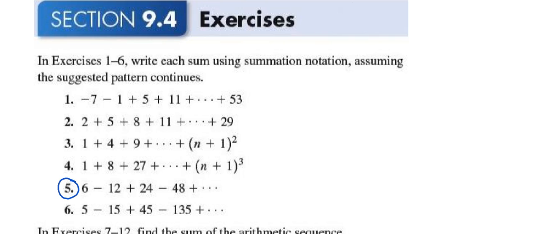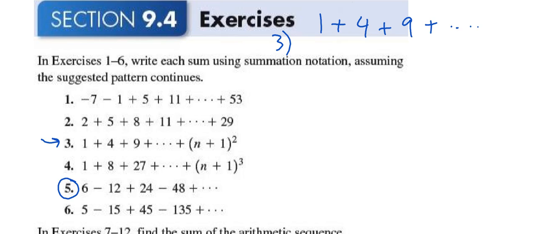Jump down to 5 for a second. Well, maybe we should just do 3, just because it's not that far away and we need to get it done. Okay, so we've got 1 plus 4 plus 9 plus. Let's just leave it like this. I think they get a little bit confusing by the way that they have written it.